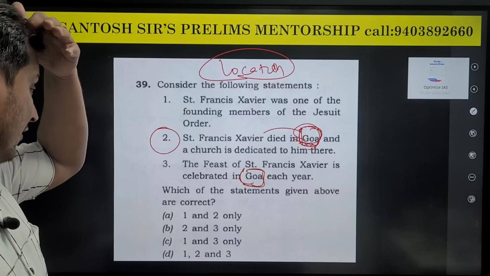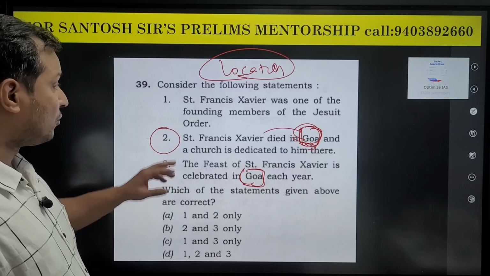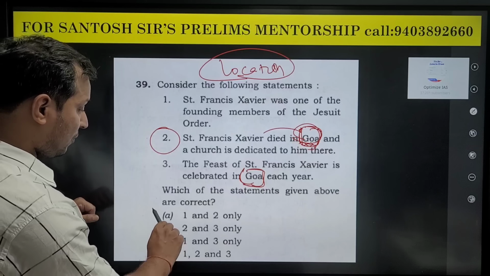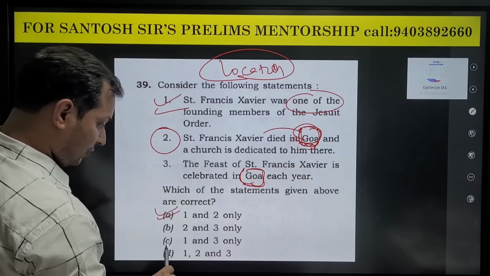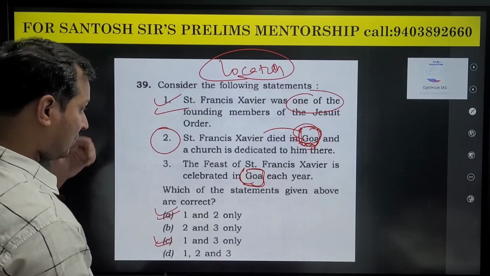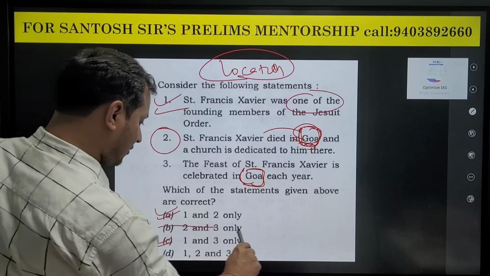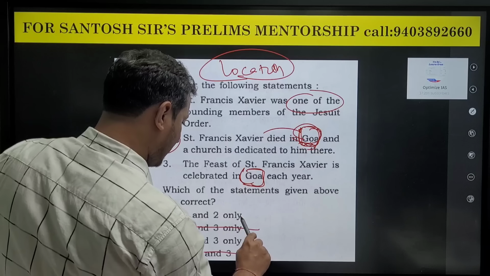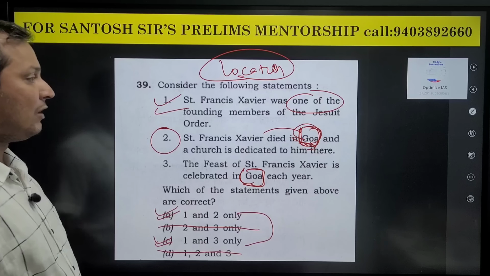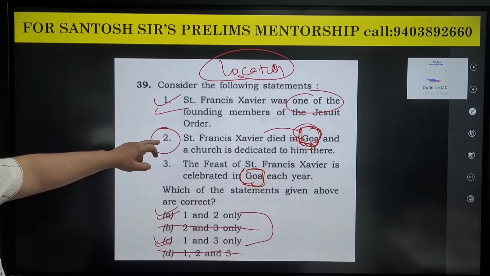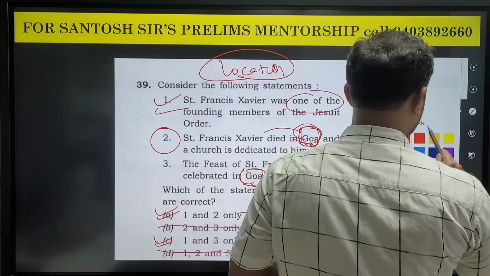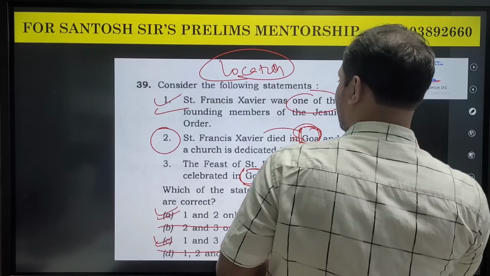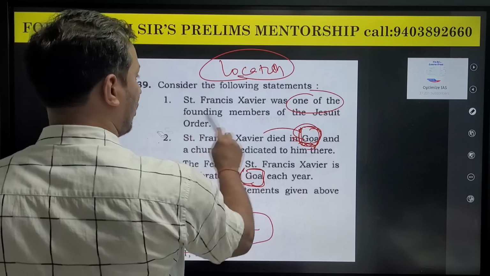One more thing I would like to tell you: suppose 1 is correct. Now you can see here 1 is correct, as I told you, "one of the" is correct. So automatically you can see this is also eliminated. Now we are left with 1 and 2, and 1 and 3. Now see how to get the answer between 1 and 2 or 1 and 3.